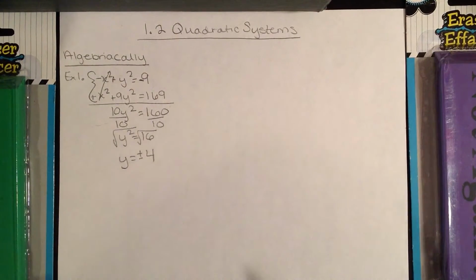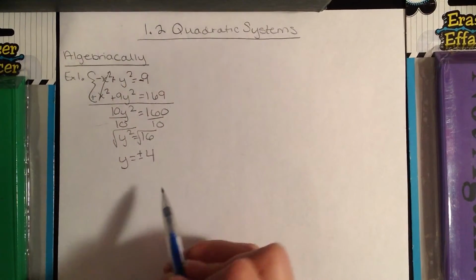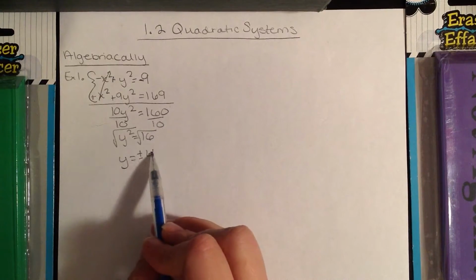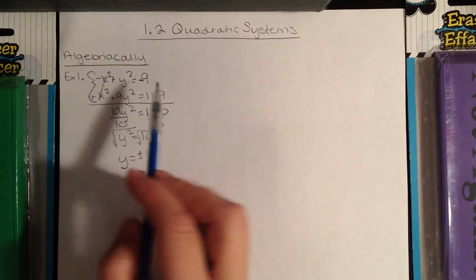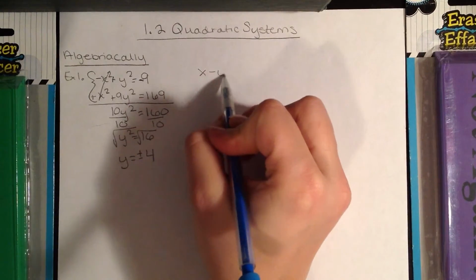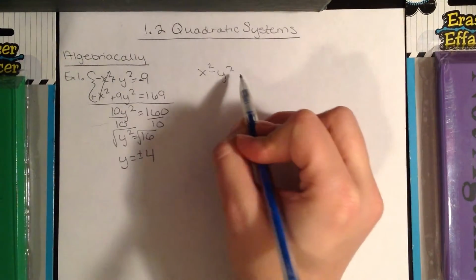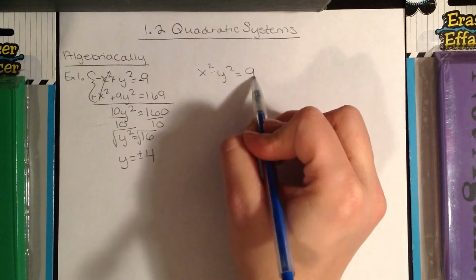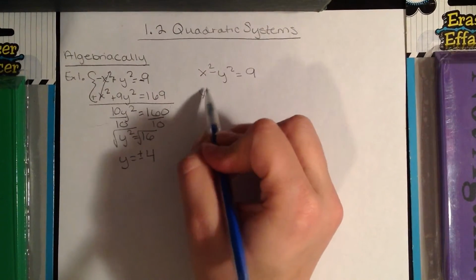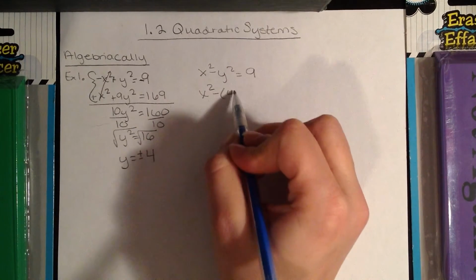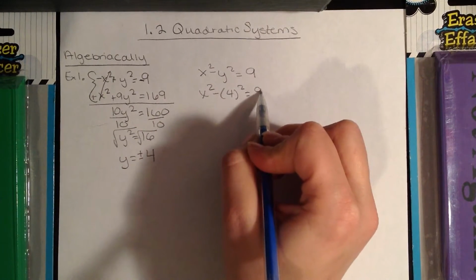Alright, so now I've got the y value. It's plus or minus 4, so there's two answers for y. Either positive 4 or negative 4. So now I've got to go back and find x. So I'm going to use the original equation. x squared minus y squared equal to 9. Alright, and I'm going to first plug in positive 4 for y. So that would be x squared minus 4 squared equal to 9.